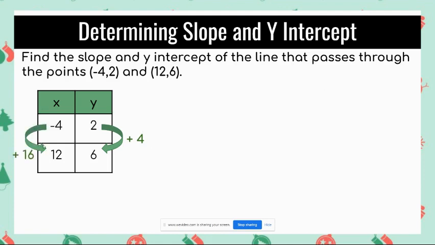My slope is change in y over change in x. So 4 over 16. I can simplify both of those by dividing by 4. 4 divided by 4 is 1. 16 divided by 4 is 4. So my slope is really 1/4.